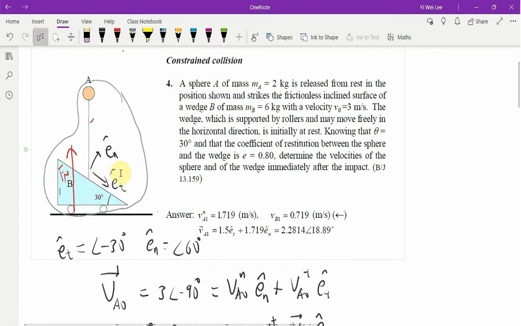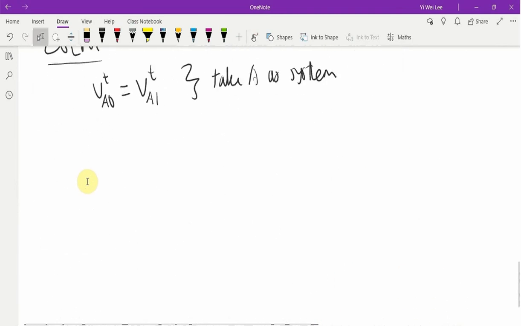So in other words, if I draw the system boundary so that it encapsulates both A and B, the vertical momentum is actually not conserved. Let me repeat. If I draw my system boundary across A and B, my vertical momentum is not conserved. However, my horizontal momentum is conserved, because horizontally there is no external force, but vertically there is an external force. What external force is that? My Fn, my normal force, contributed by the table onto the wedge. So in this case, only my horizontal momentum is conserved.